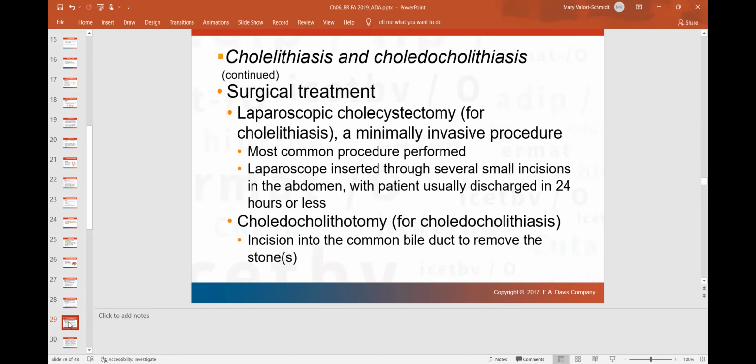Surgical treatment, laparoscopic cholecystectomy. Basically, we go in with a scope and 3 or 4 incisions, little puncture holes, and remove the gallbladder. It's minimally invasive. We can do an open chole or a choledocholithotomy, which is an incision in the duct to actually remove the stone without removing the gallbladder.